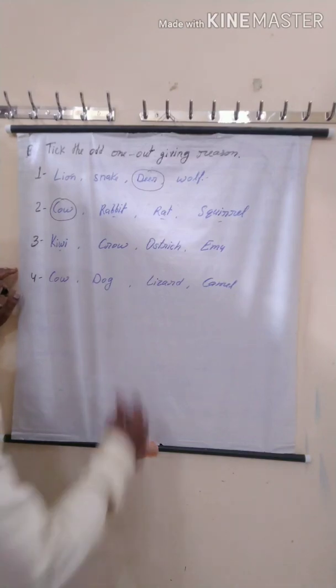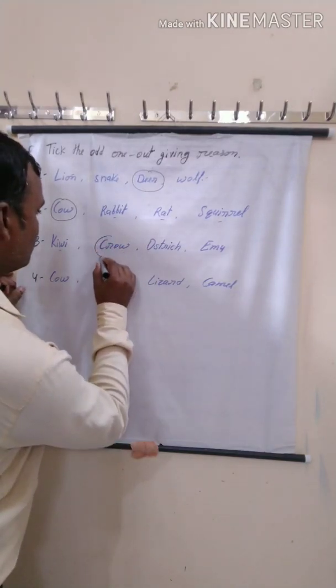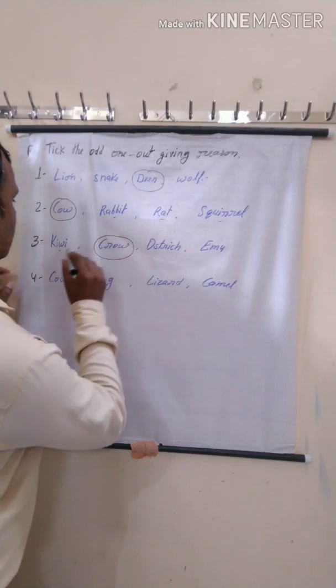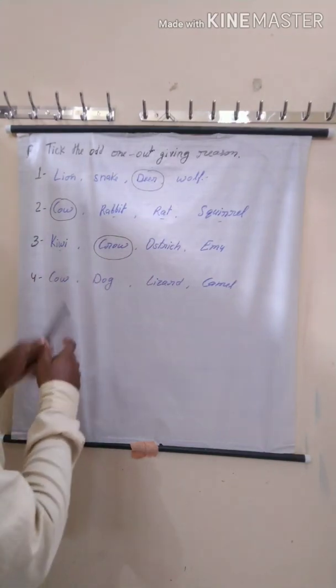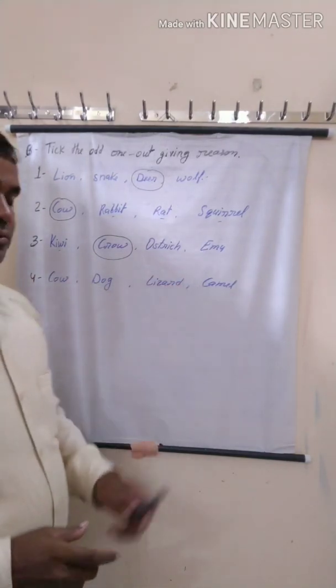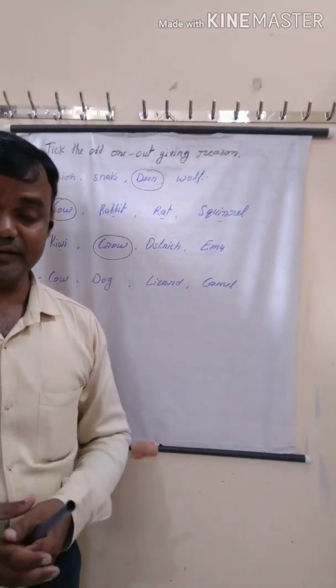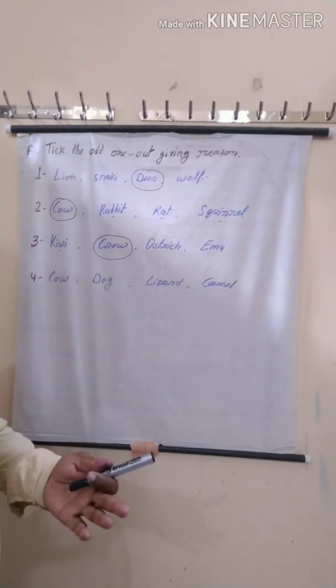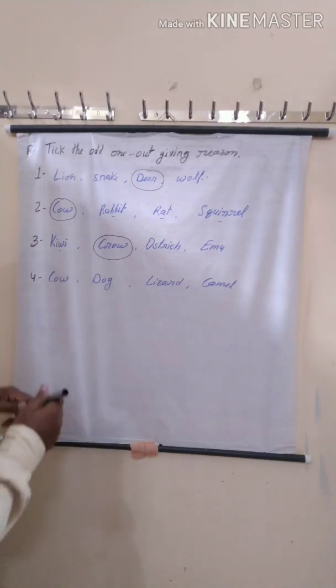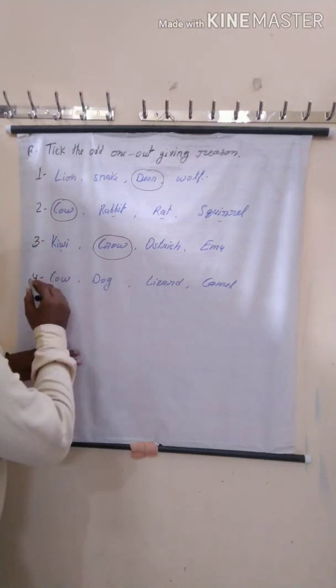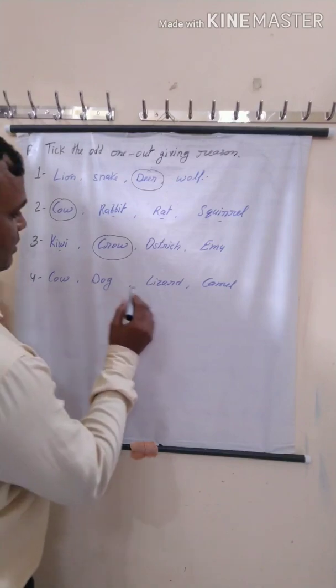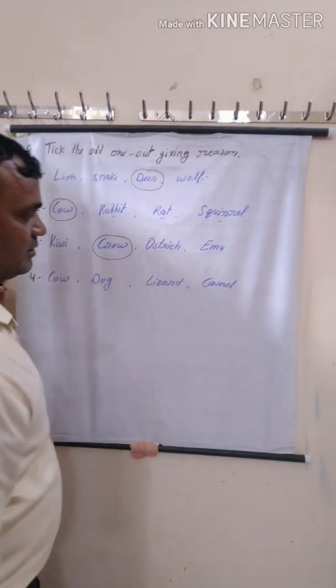Next, kiwi, crow, ostrich, emu. Which option is correct? Yes, crow. Because kiwi, ostrich, emu are flightless birds. They cannot fly, but crow can fly. That's why it is different. Okay. Fourth number, cow, dog, lizard, camel.